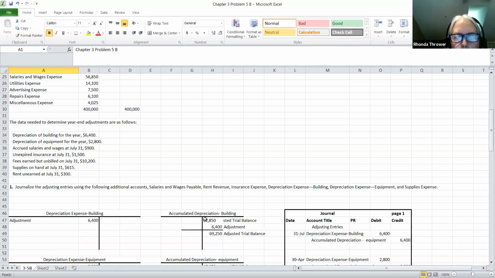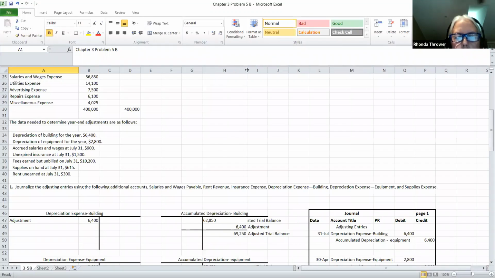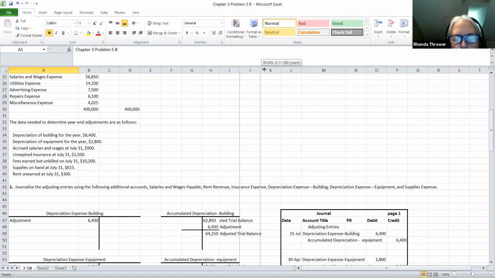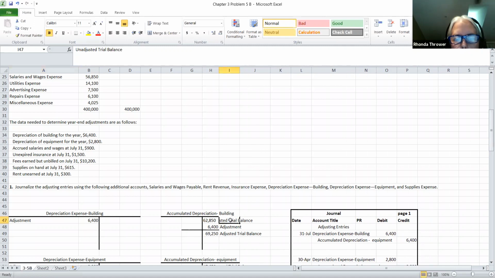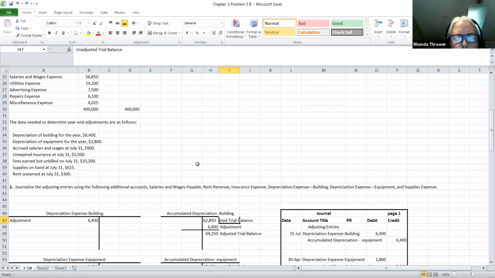So in this T account here, what I've done first of all is I've copied the unadjusted trial balance amount. Let me see if I can get that to show up. Sorry about that. Well, I didn't want it to do that, so let me see if I can undo that. And what I'm trying to show you here is that this should be saying the unadjusted trial balance amount.